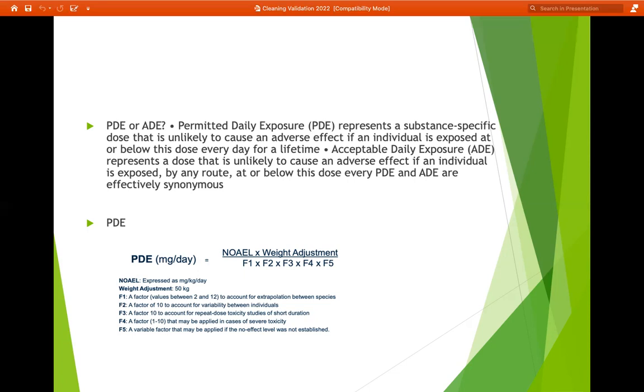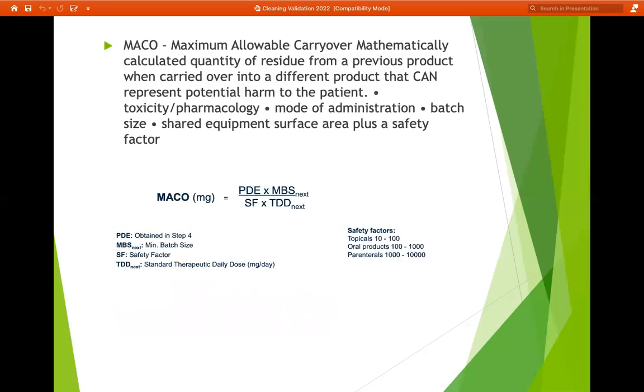Another thing I will suggest: don't go immediately for a very high profile study for every product. Whatever products are already established in the market and you are not going for regulatory, don't go for this study of PDE or ADE for the same.